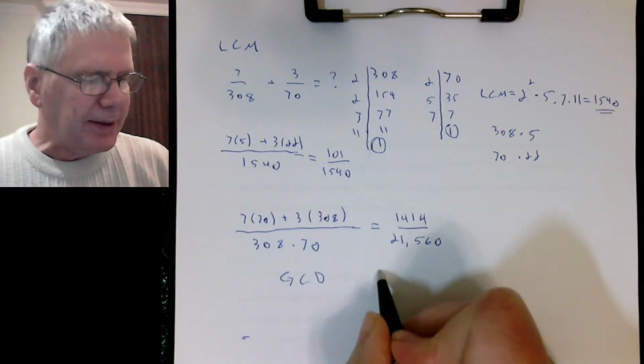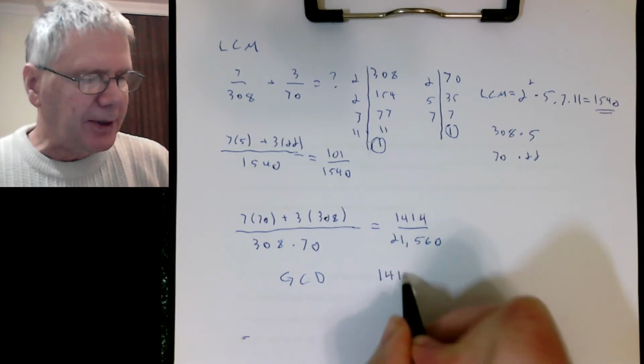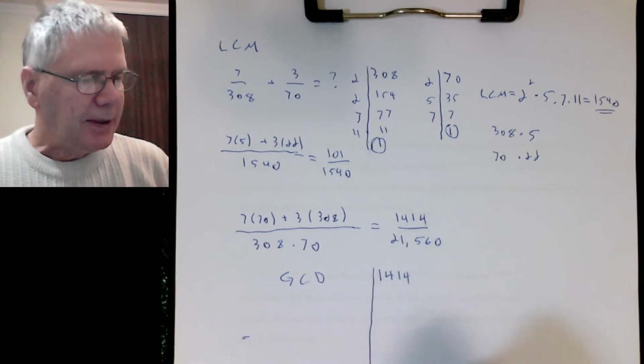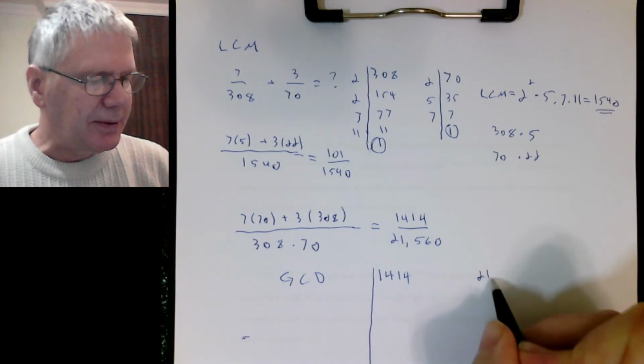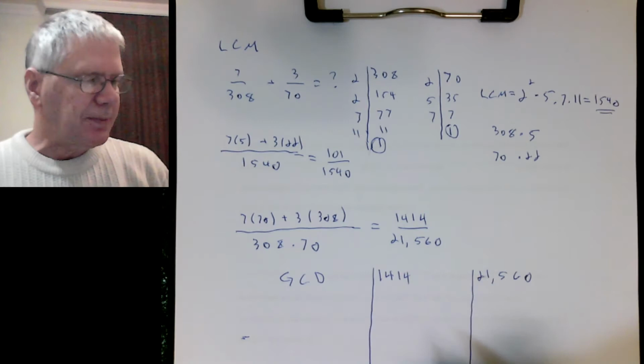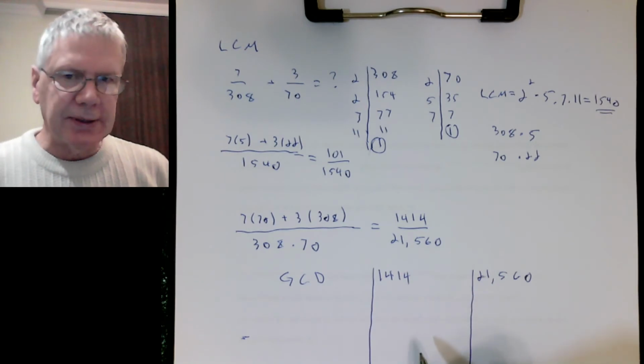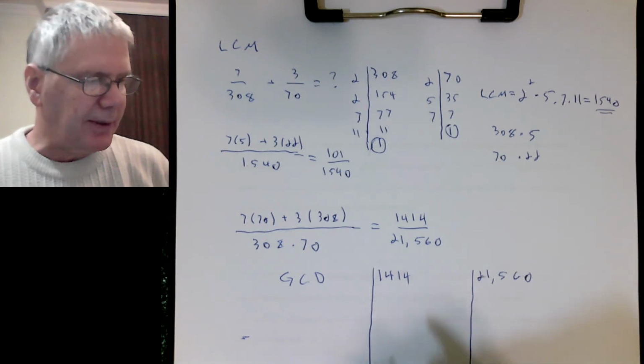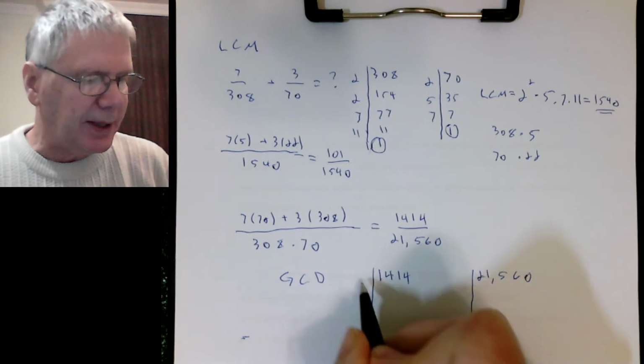And we need to factor these. We need to factor 1414, and we need to factor this huge number over here. So let's find the prime factors of those two things using my method rather than a tree. So I'll go ahead and do that.